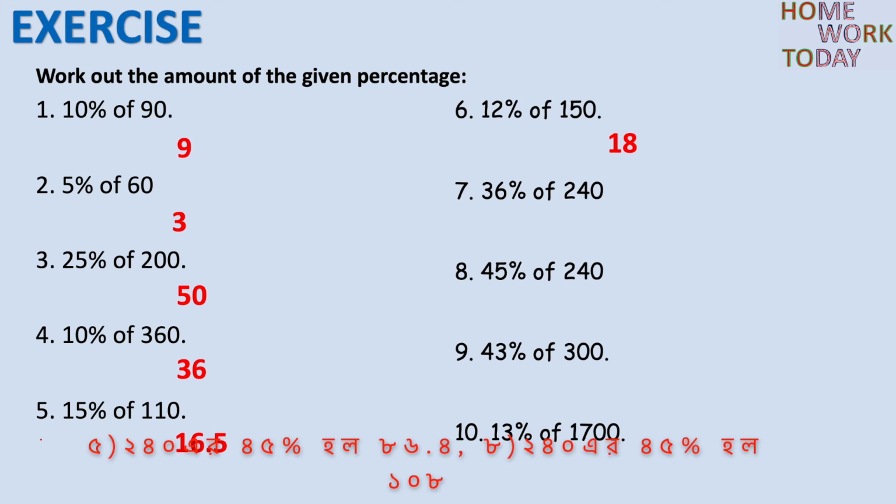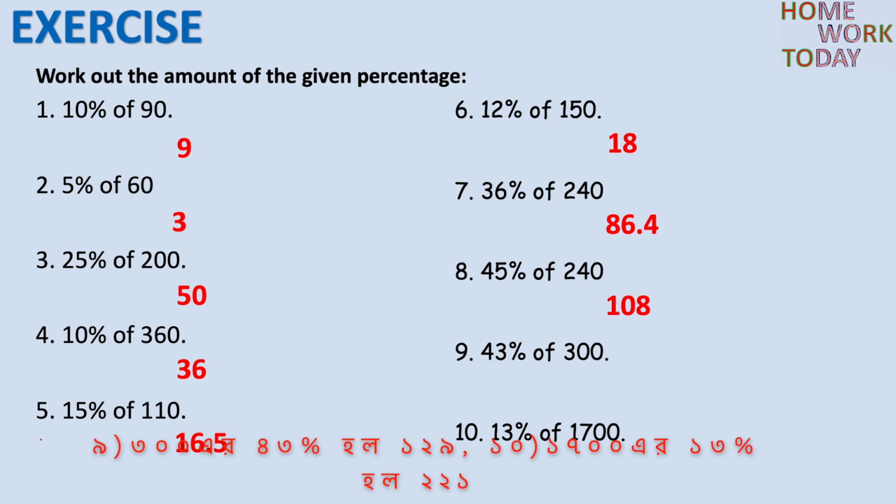Number 7, 36% of 240 is 86.4. Number 8, 45% of 240 is 108. Number 9, 43% of 300 is 129. Number 10, 13% of 1700 is 221.